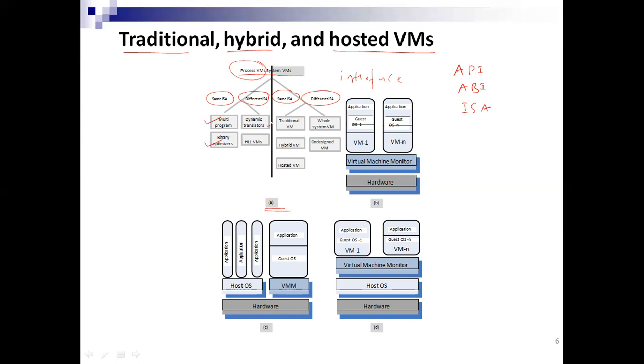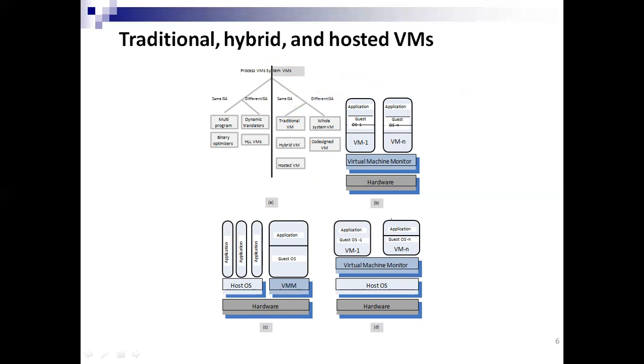For different ISA, we have the dynamic translators and HLL virtual machine, that is high level language virtual machine. For system virtual machines with different ISA, we have whole system virtual machine and codesigned virtual machine. So this is the first one, a taxonomy of process and system virtual machine. Hope you understood the first one.